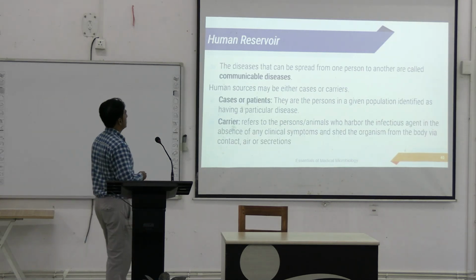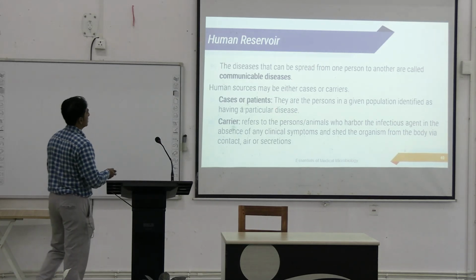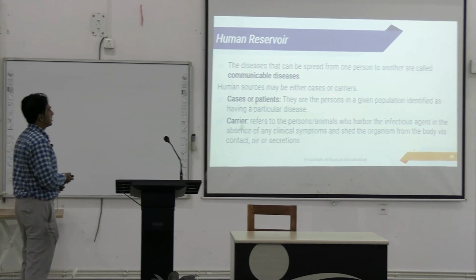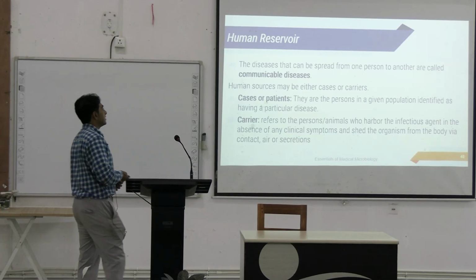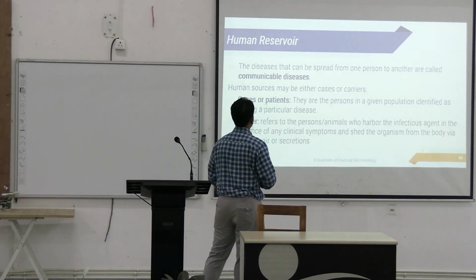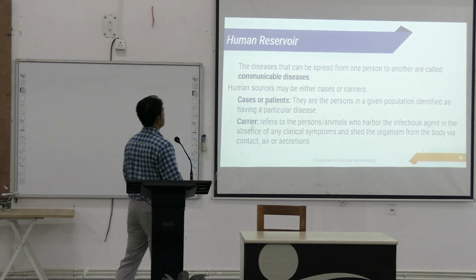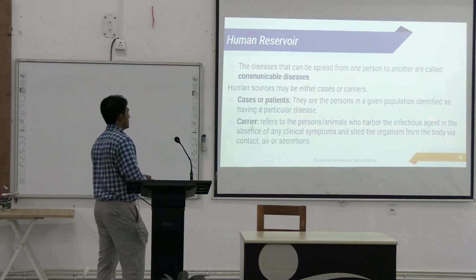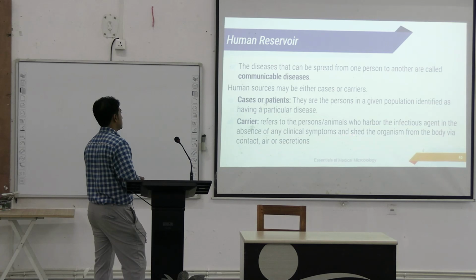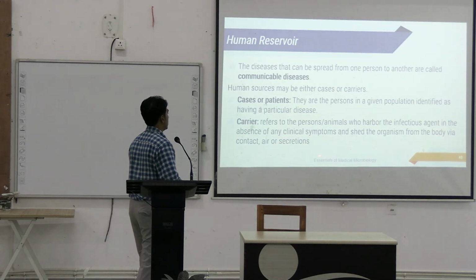Communicable diseases. The diseases that can be spread from one person to other are called communicable diseases. Human sources may be either cases or carriers. Case গুলো হচ্ছে কারা কারা? They are persons in a given population identified as having a particular disease. Carriers refers to a person or animals which harbor the infectious agent in the absence of clinical symptoms and shed the organisms from the body via contact, air or secretions.